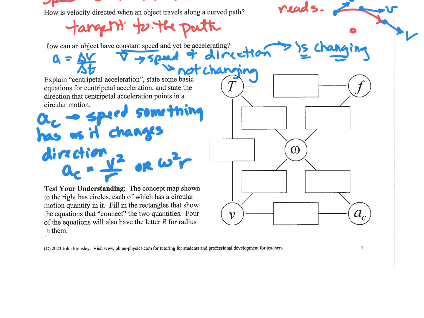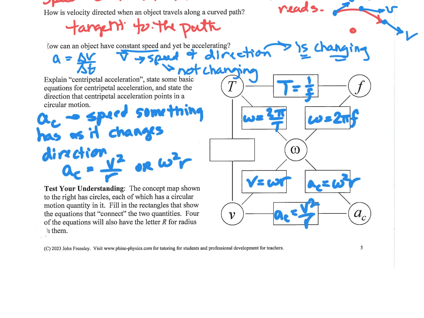Now, we have a concept map. How are all these related? We know that T is equal to 1 over f. This is going to summarize everything we've done so far. T and omega: omega, if you remember, is 2 pi divided by the period, okay? Omega is also equal to 2 pi times the frequency, because those are reciprocals of each other. Omega and a sub c: we know that a sub c is equal to omega squared r. We also know that v is equal to omega r. Between omega and v and centripetal acceleration, a sub c is equal to v squared over r.